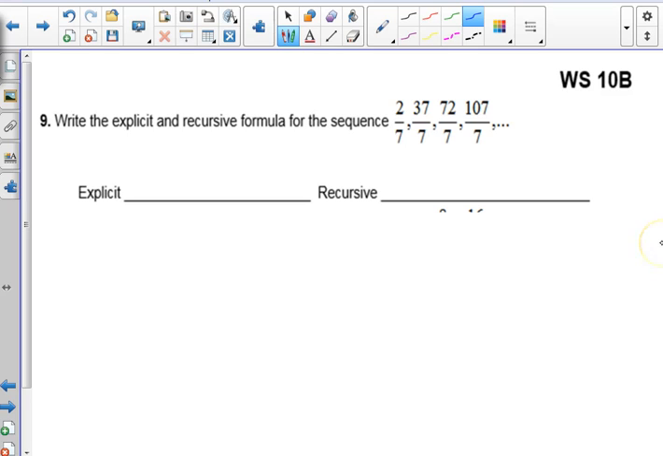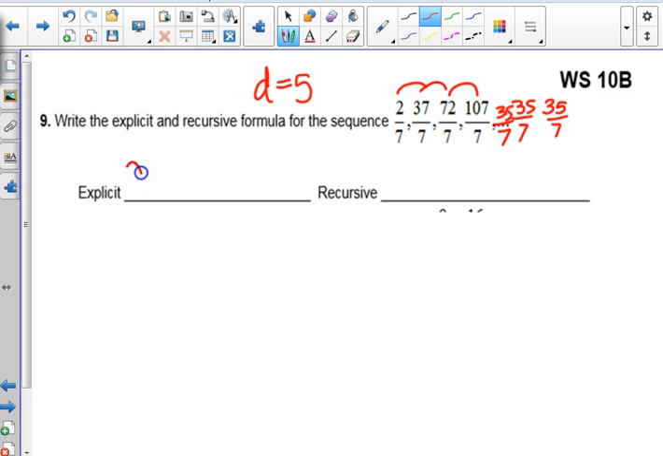Okay, what's happening on number 9? I subtracted these two and I got 35 over 7. I did it without a calculator. If you use a calculator, what would that be? Now, I was subtracting so that value is my what? D.